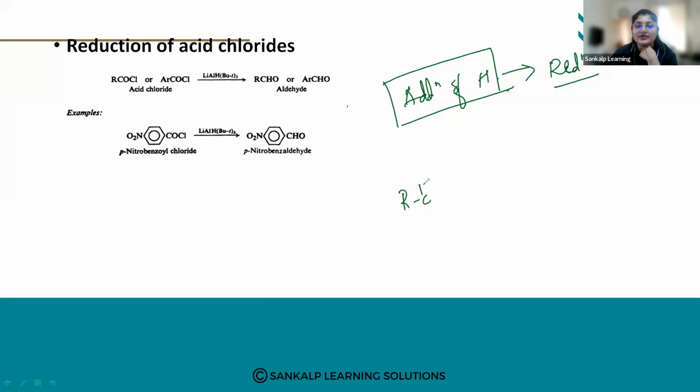So you have acid chlorides. So this is the acid chloride. When you have an aliphatic acid chloride, that is, if your R is an alkyl group, or if you have an aromatic compound.